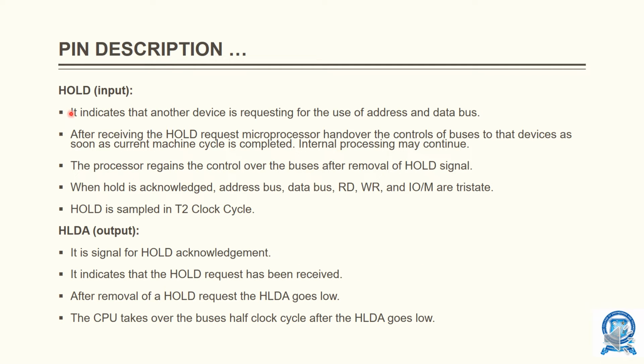Hold. It indicates that another device is requesting for use of address and data bus. After receiving the hold request, the processor hands over the control of the bus to the device as soon as the current machine cycle is completed. Internal processing may continue. The processor regains the control over the bus after the removal of the hold signal. When hold is acknowledged, address bus, data bus, read, write, and IO/M bar are tri-state. Hold is sampled in T2 clock signal.